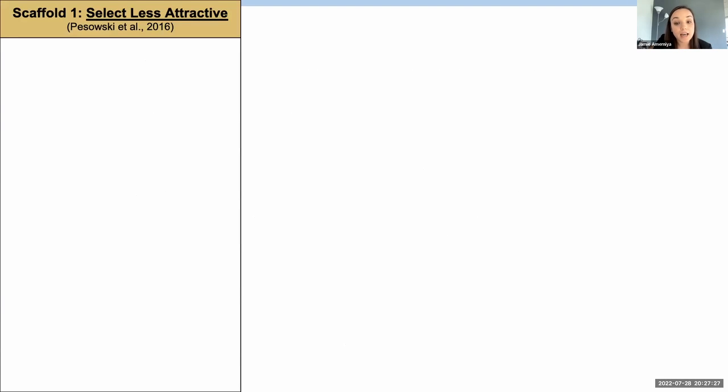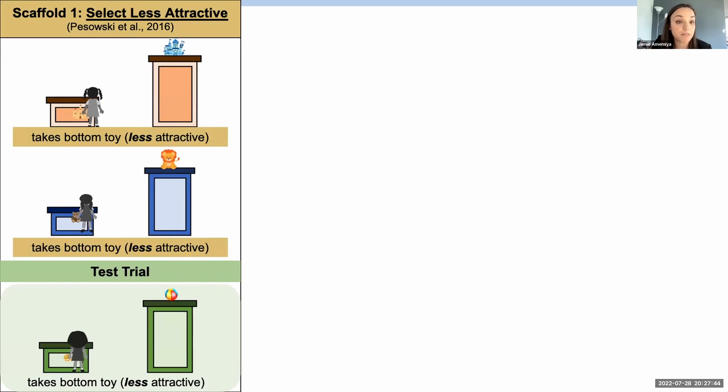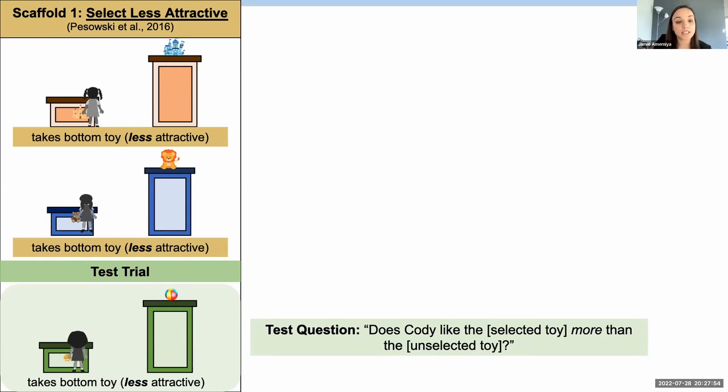So the first study condition was a conceptual replication of Pasowski et al., in which children observed constrained actors take less attractive toys. So children first observed two agents select the smaller, less colorful toy from the shelf they can reach from. And then in the test trial, which was that final third trial, they reasoned about a girl named Cody, who also takes the less attractive toy from the bottom shelf. And the test question is, does Cody like the selected toy more than the unselected toy?